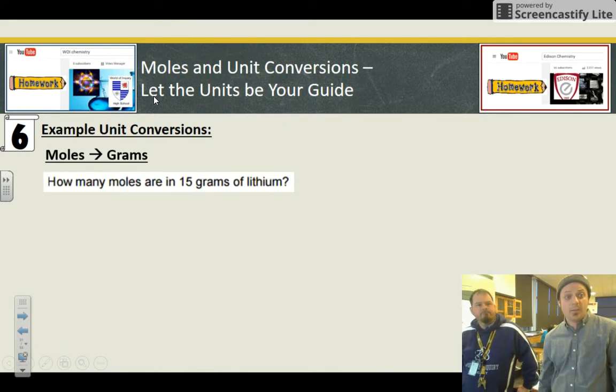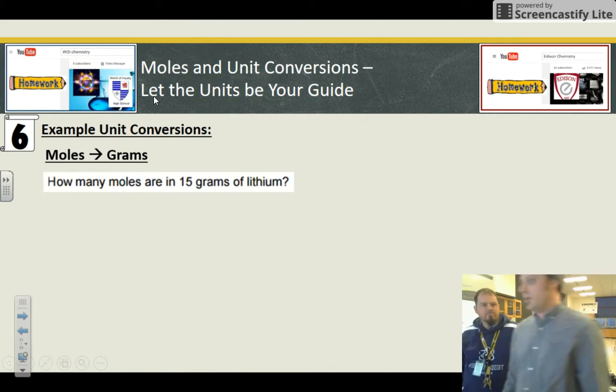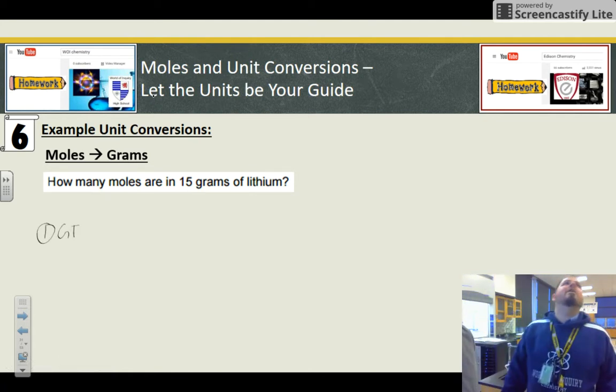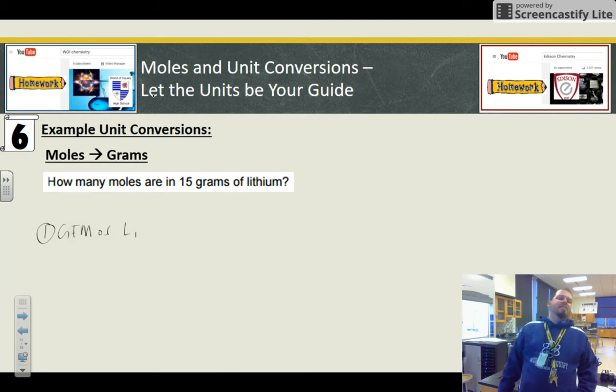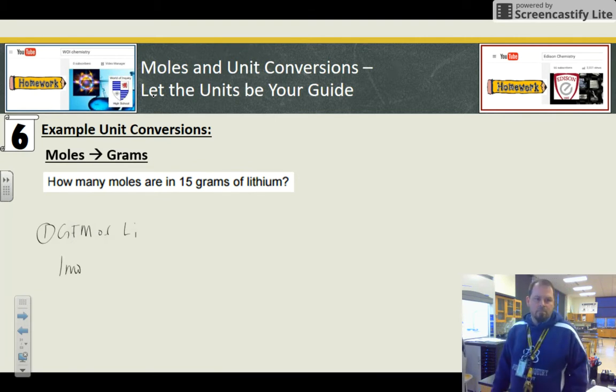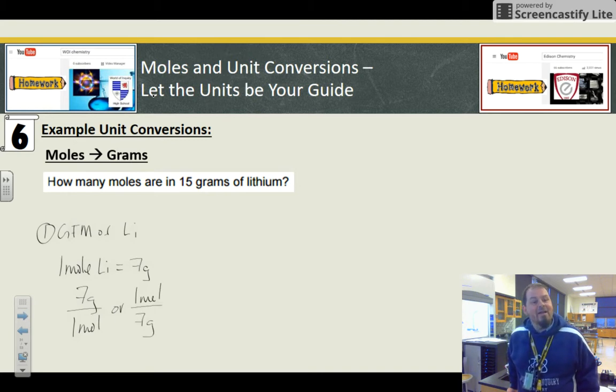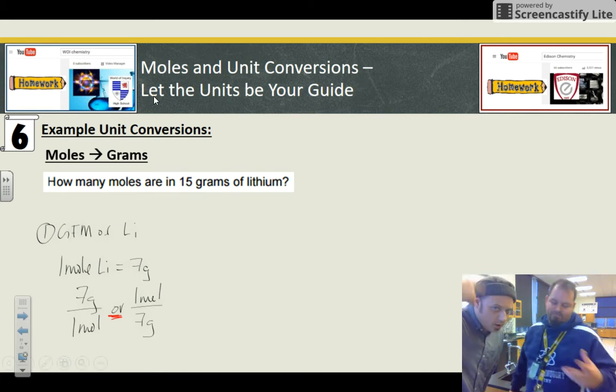So an example: how many moles are in 15 grams of lithium? Well, the first step is the gram formula mass. Looking up lithium, I see it is 7. 1 mole of Li equals 7 grams. So that's 7 grams over 1 mole, or 1 mole per 7 grams. And you're not going to have to write that part out all the time. We're showing you our thought process.